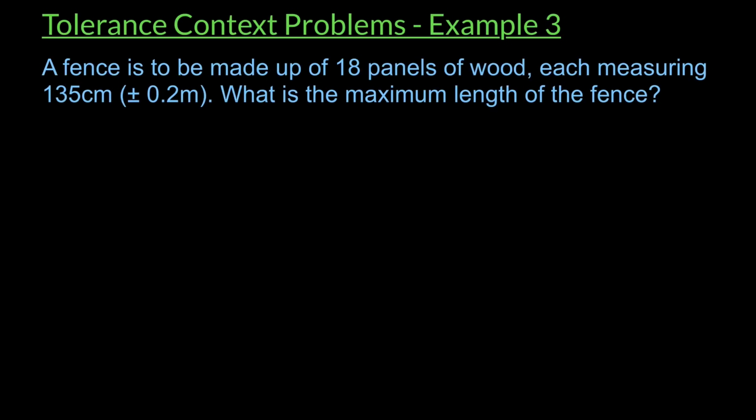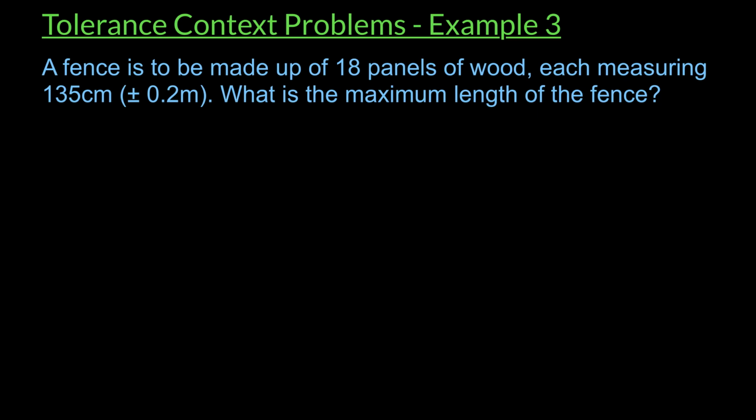The third example and the last example we're going to look at is about a maximum possible length of a fence. So if a fence is to be made up of 18 panels of wood and each panel measures 135 centimetres plus or minus 0.2 metres, we're asked to find the maximum length of that fence.